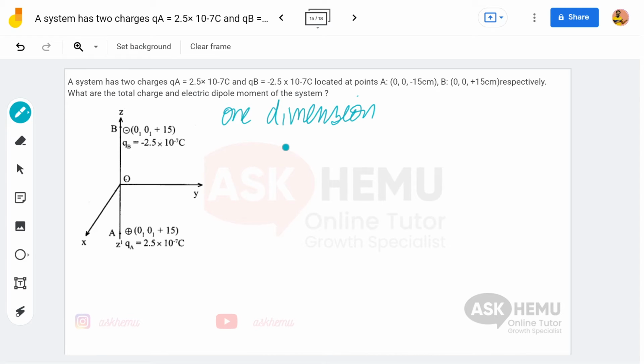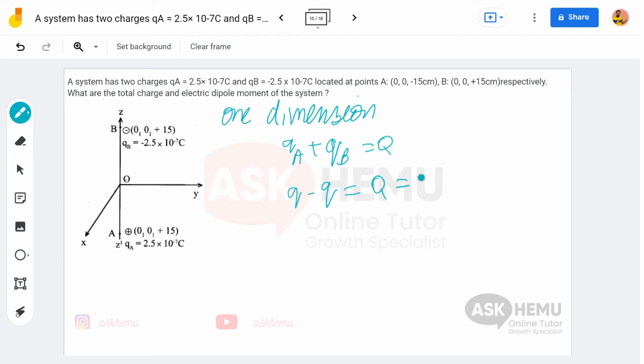So the total charge, when you add it up, QA plus QB is equal to capital Q, you're going to get a total value of, in fact, 0 coulomb, because both of them are equal and opposite charges. So it's just like Q minus Q is equal to 0. 0 coulomb is the total charge of the system.